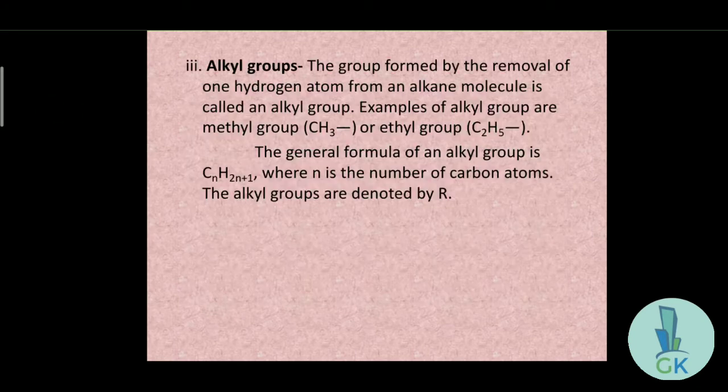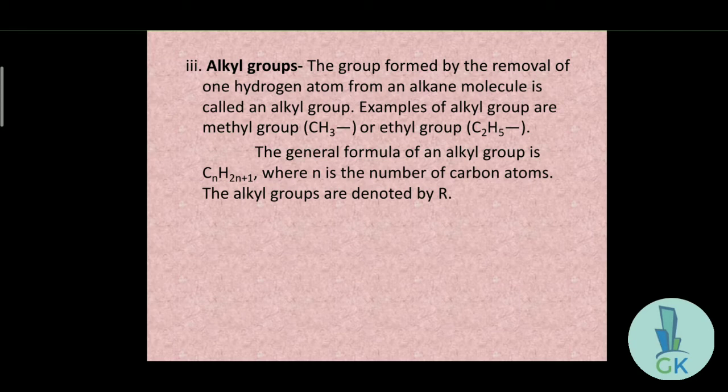So next we have alkyl groups. After the 3 groups we have studied, we again have alkyl groups. So generally alkyl groups का मतलब ये होता है कि अगर आप किसी alkane से एक hydrogen remove करते, if you remove one hydrogen from an alkane molecule, then you will get a group, that is the alkyl group. So उस group को ही alkyl कहा जाता है.